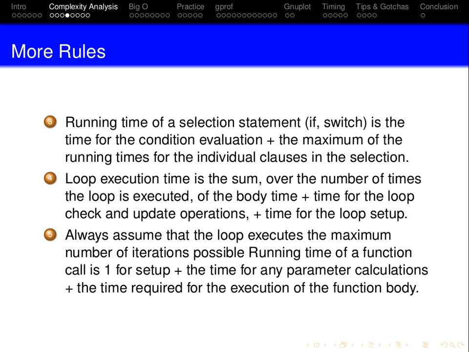For a loop, the time is the sum, over the number of times the loop is executed, of the body plus the time of the loop check and update operations. So in the loop, you have that check that you always run, so you add that and multiply it by how many times the loop is executed, and then you also add the body of the loop times the number of times it was executed. We're going to do examples, so that should make better sense soon. Always assume the loop executes the maximum number of iterations. The running time for a function is 1 for setup plus the time of any parameter calculations.